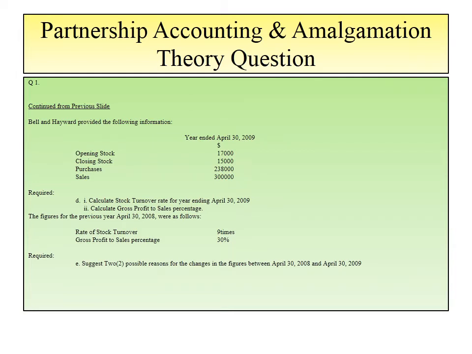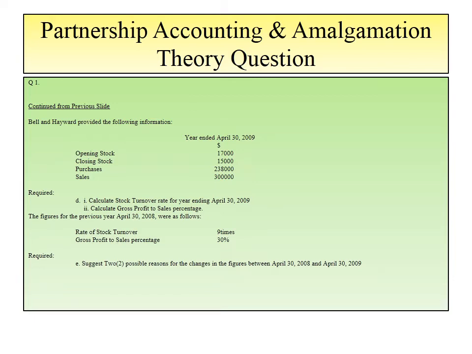Bell and Hayward provided the following information. Opening stock is $17,000, closing stock is $15,000, purchases are $238,000 and sales are $300,000. What is required is to calculate the stock turnover rate for the year ended 2009 and the gross profit to sales percentage. The figures for the previous year are also given so that we can compare this year's performance with the last year.